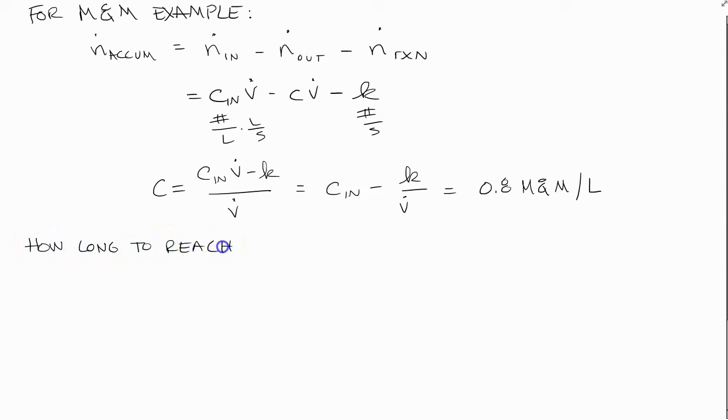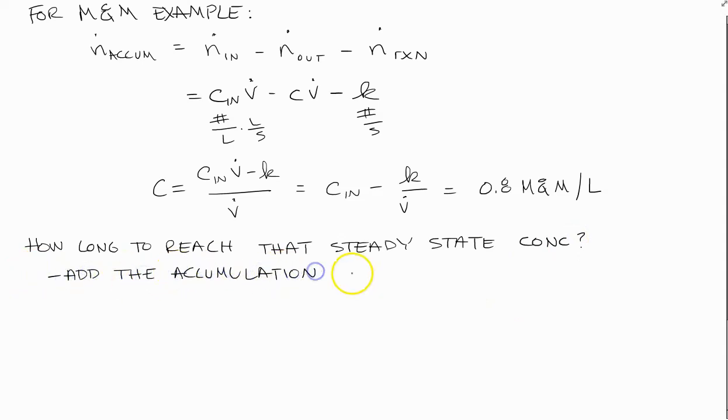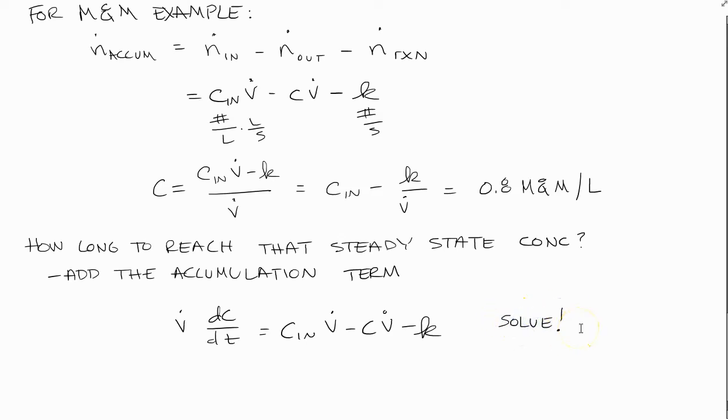M&Ms per liter. You might also be wondering, how long does it take to get close to that steady state concentration? Basically what you would do here is you wouldn't eliminate that accumulation term. So you can add back in the accumulation term. Here I've got V times dC/dt, which would be number of M&Ms per second. And then basically you could just integrate this and solve for C.